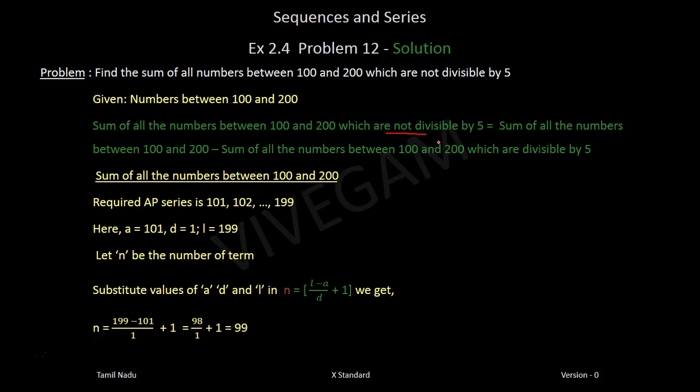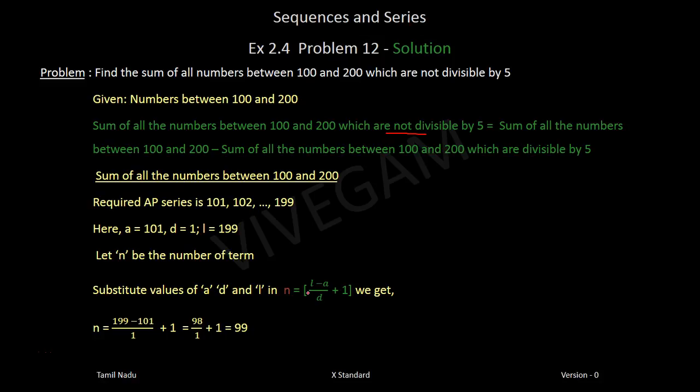So when you subtract this from this, you will get the sum of all the numbers between 100 and 200 which are not divisible by 5. Okay, so first step, sum of all the numbers between 100 and 200. So what is the series? The series is 101, 102 to 199. So A equal to 101, L equal to 199, and D equal to 1. Okay, at one look of it, you know there are 99 terms. But anyway, let's work it out.